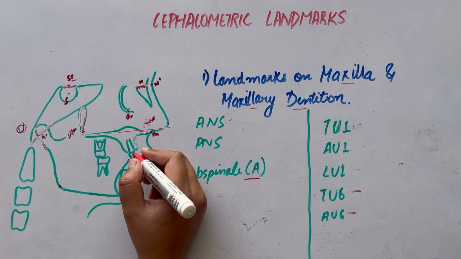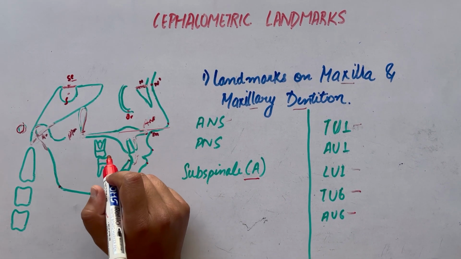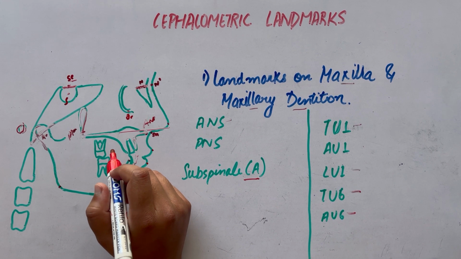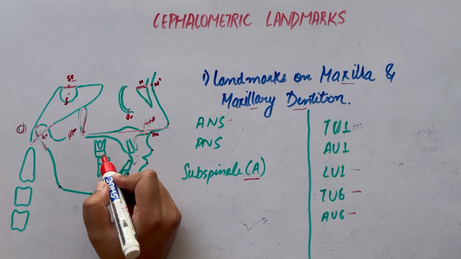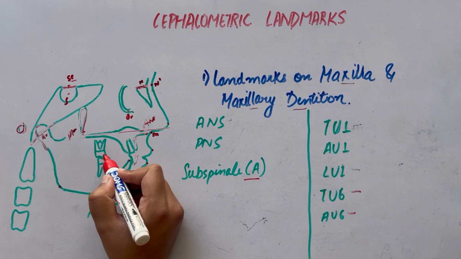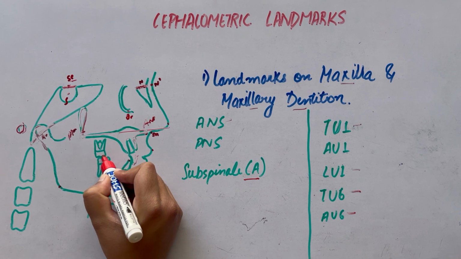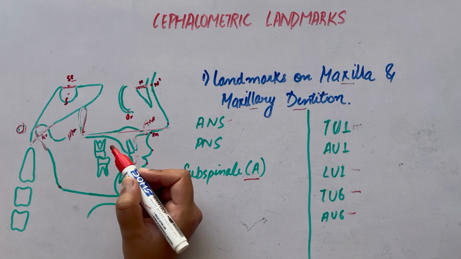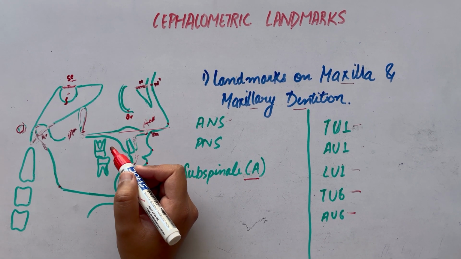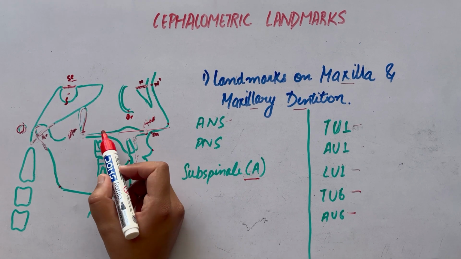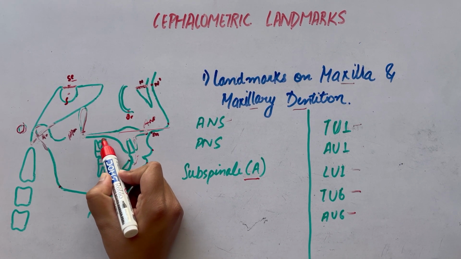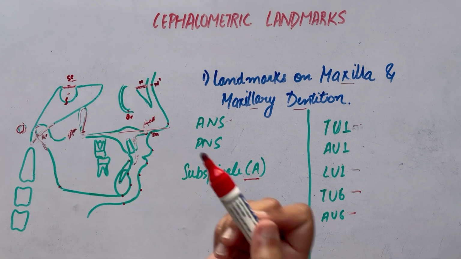Then is the point of cusp tip of upper molar. It is defined as the mesiobuccal cusp tip of the upper first molar. Now this is the first molar. The mesiobuccal cusp tip will be the cusp tip of upper molar point. Then the root apex of upper molar point is defined as the apex of the mesiobuccal root of the maxillary first molar.